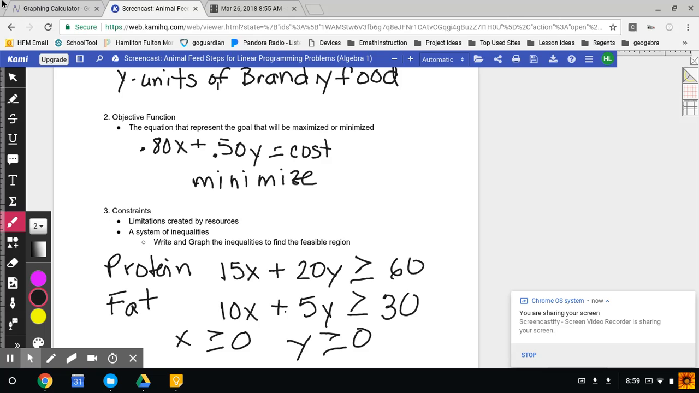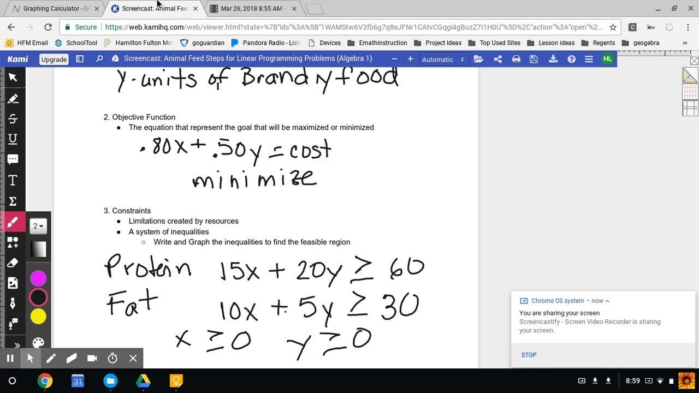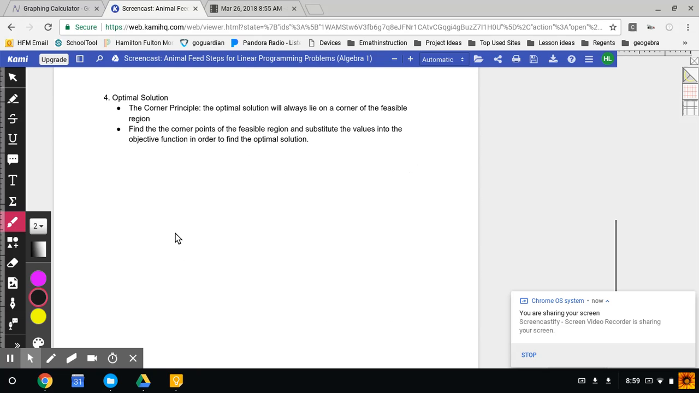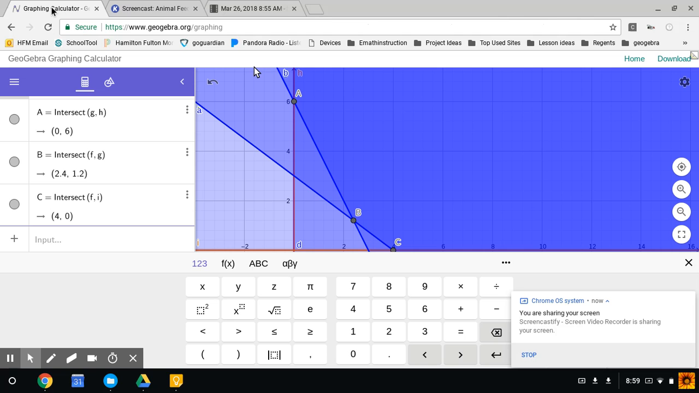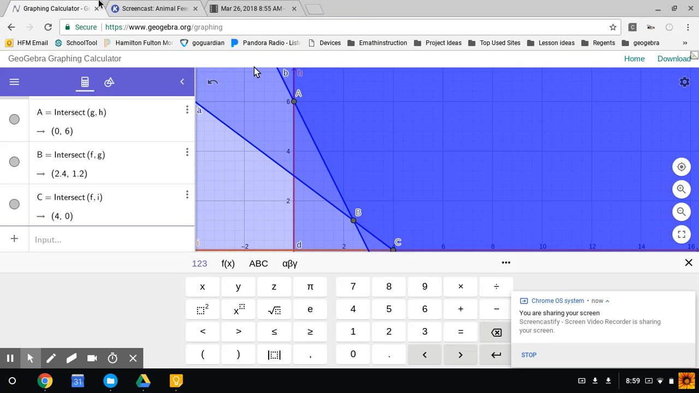I'm going to go back and list those. So I have 0, 6. So 0, 6, that's my x, that's my y. I have 2.4, 1.2, and my final one is 4, 0.